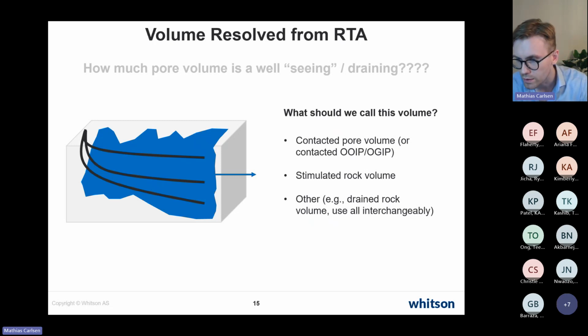I don't care what you call it, just remember that what you resolve in an FMB method and an RTA method is fundamentally different than what the petrophysicist gives you. The petrophysicist gives you the whole tank. You're basically saying, okay, I put 8 different wellbores in the tank. How much is each of those individual wellbores able to contact of what's already there in place?